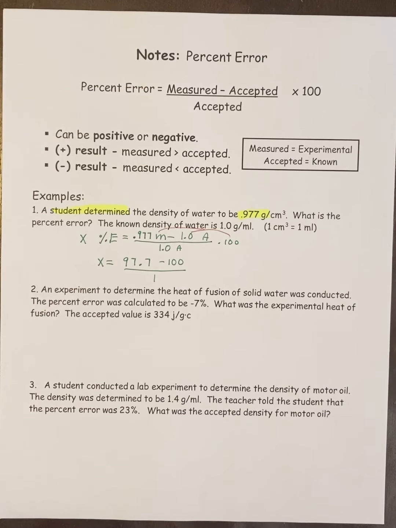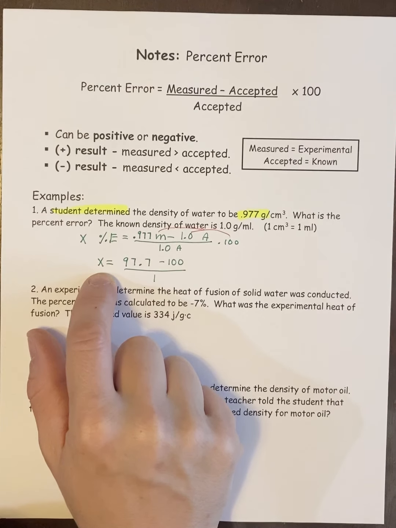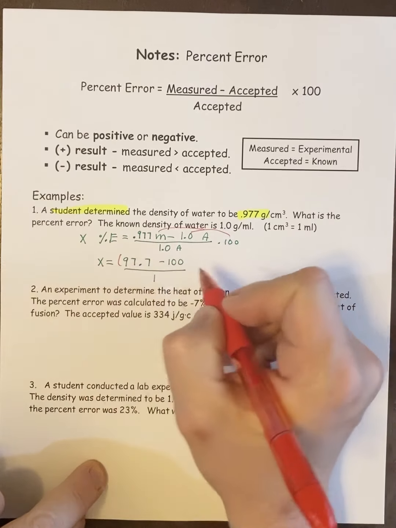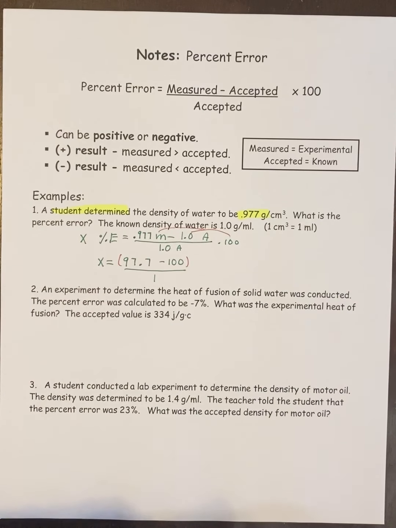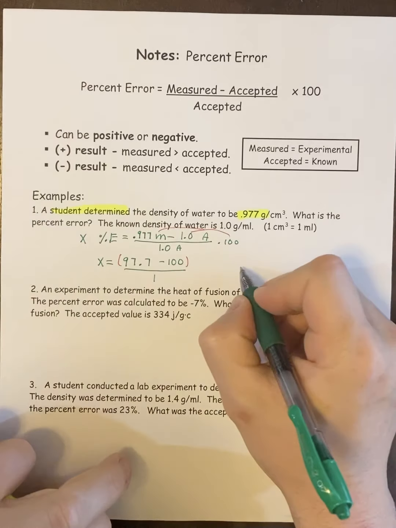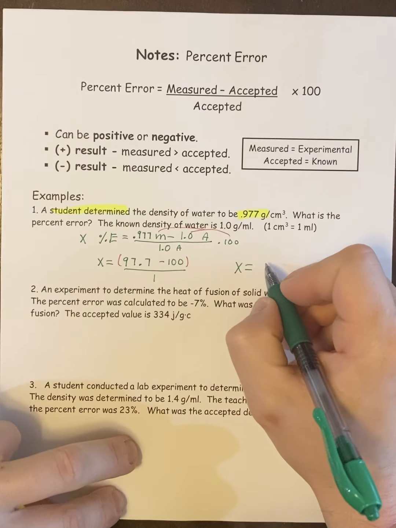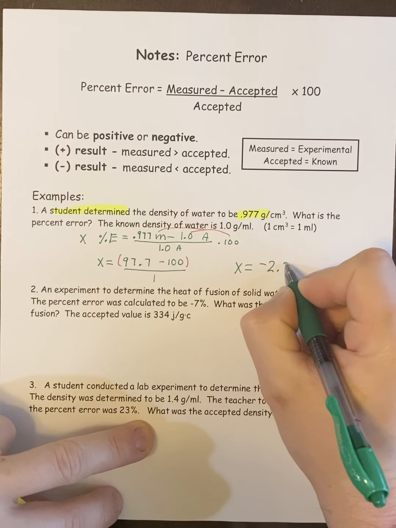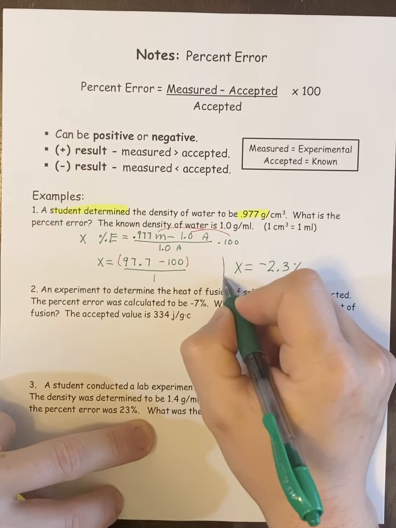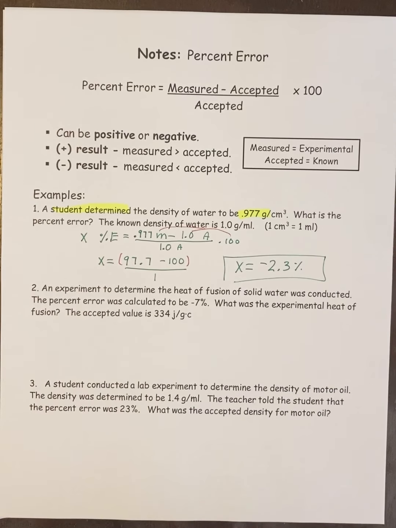Okay, I shortened things up. I turned the 1.0 just into 1. I distribute the 100. Now for this problem, it's actually super easy. Since x is already alone, we can just do this and subtract those two, divide by 1, and then your math's going to end up being negative 2.3%. So that's a very, very easy percent error problem.